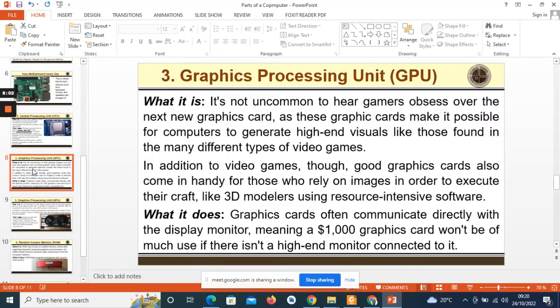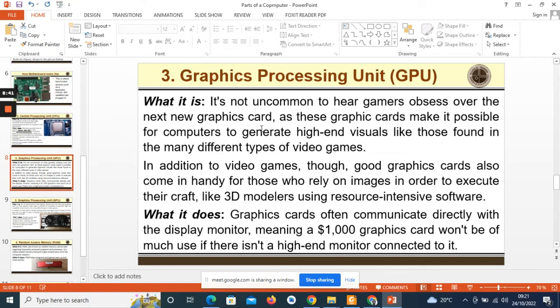Then we have got the graphics processing unit, the GPU. It's not uncommon to hear gamers obsess over the next new graphics cards. When you are a gamer, or somebody who likes gaming, you will realize that when new technologies come in, the modern computers come in with very powerful graphics cards. So the gamers will always be obsessed with the type of graphics card that is coming in with the new technology.